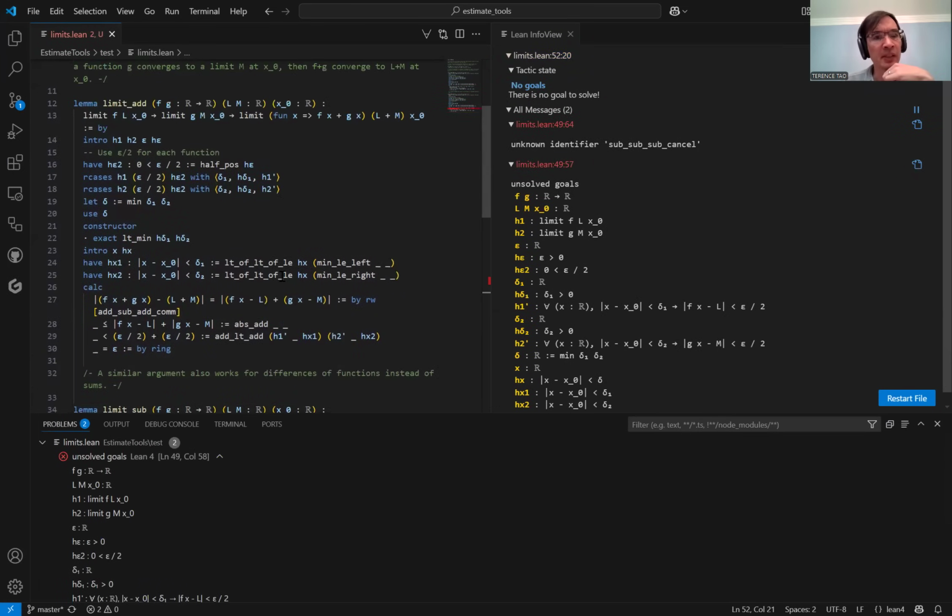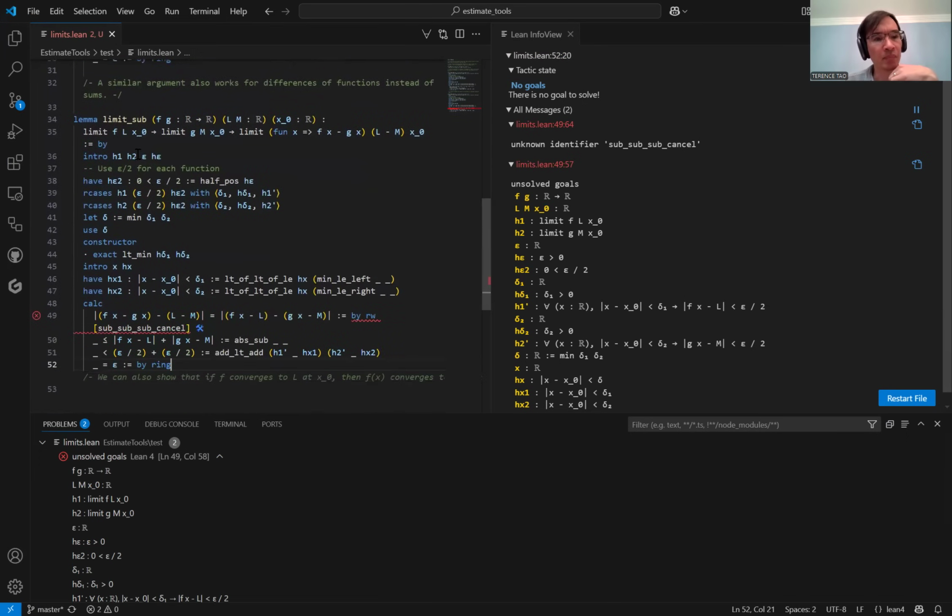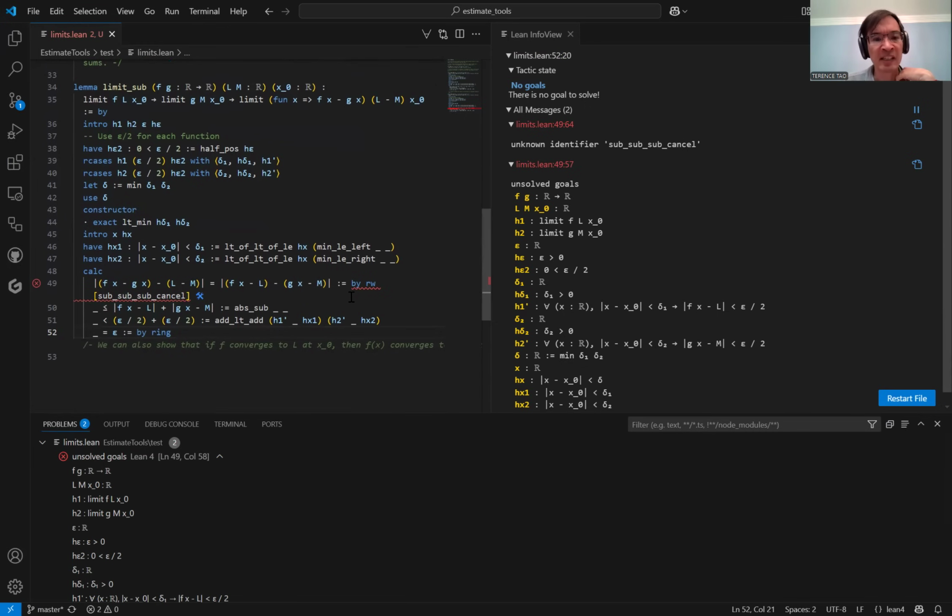So it has given us a very similar statement, and it's using epsilon over 2. It's copying the previous proof. Okay, so everything's compiling except for one line.